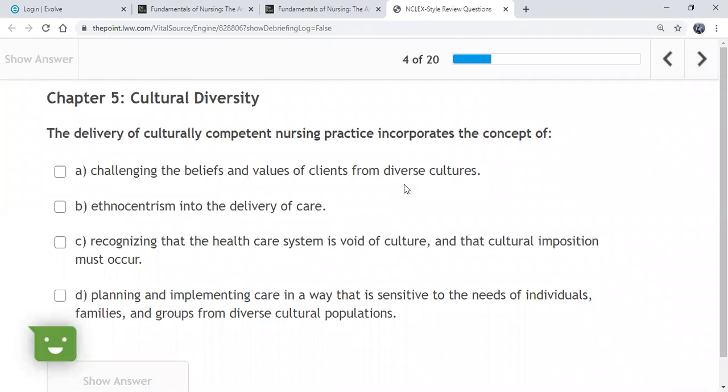The delivery of culturally competent nursing practice incorporates the concept of what?